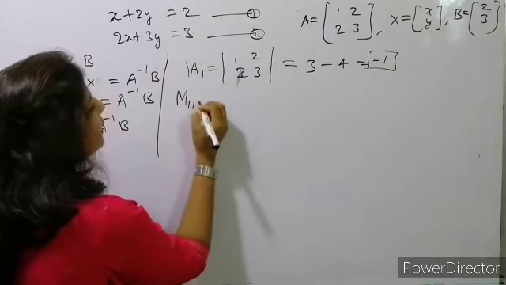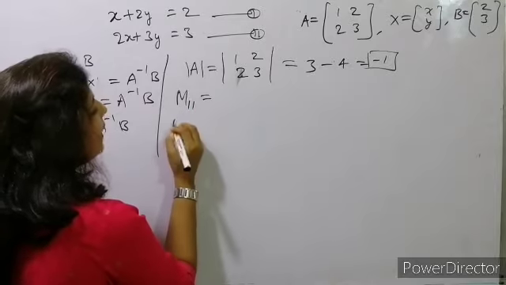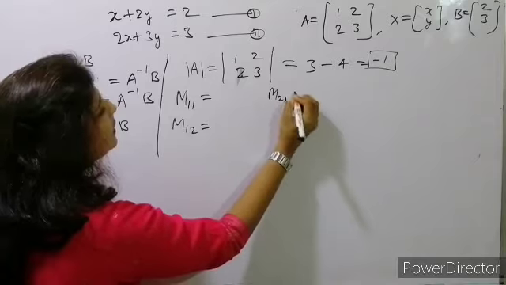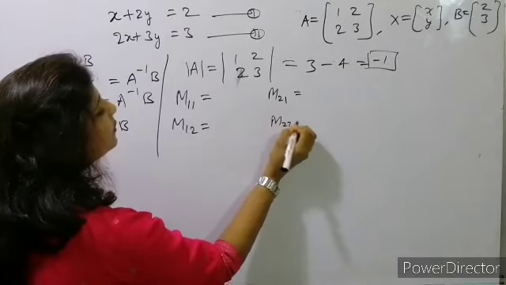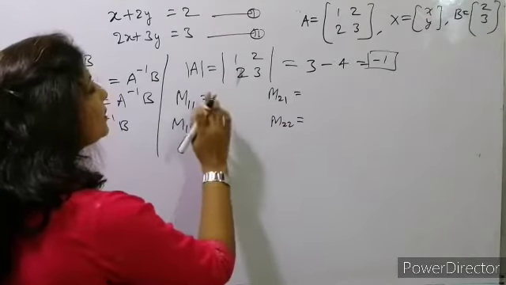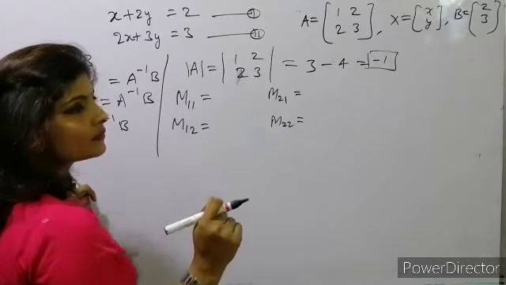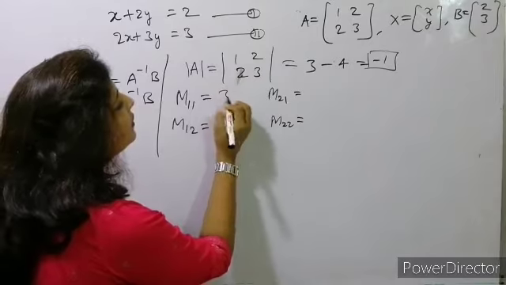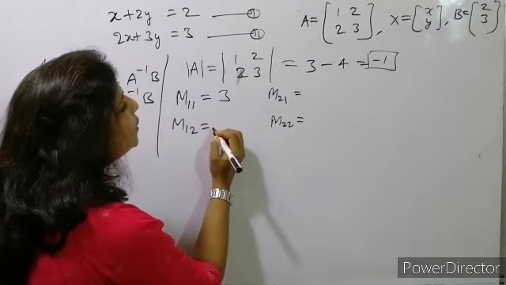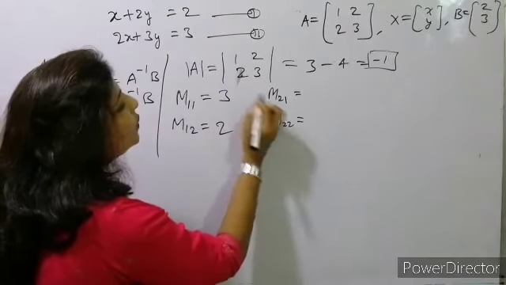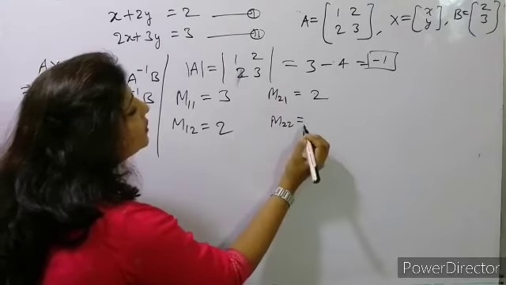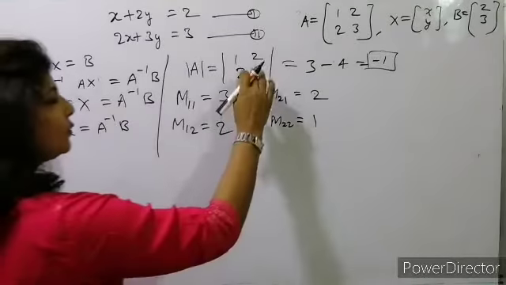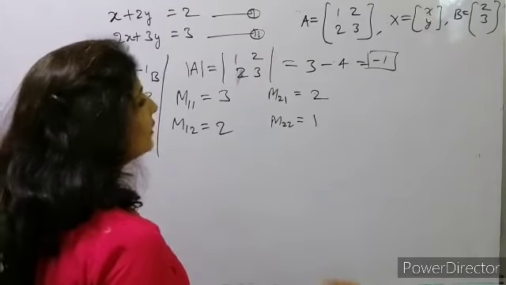So M11, M12, M21, M22. M11 means the minor of this one. So what will be the minor of this one? 3. What will it be for 1 2? 2. For 2 1 also 2, and for 3 it will be 1. Now M22, the minor will be that one.